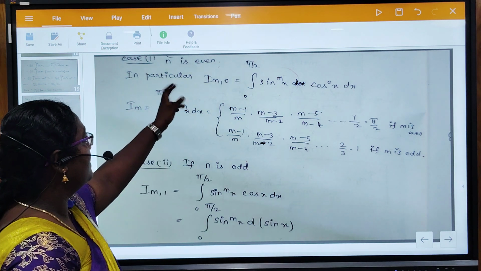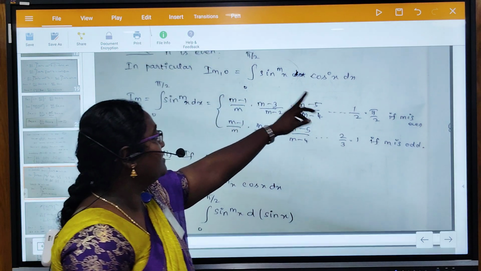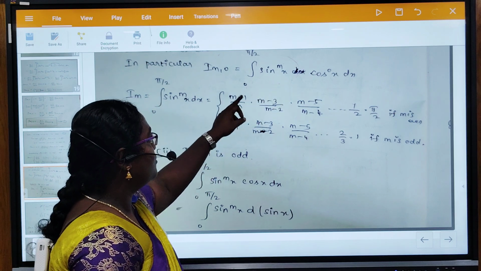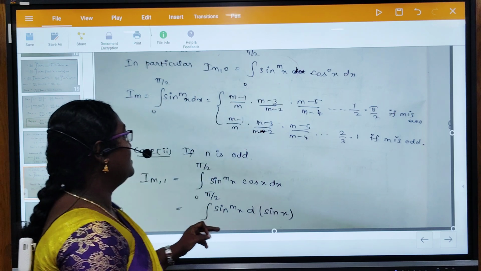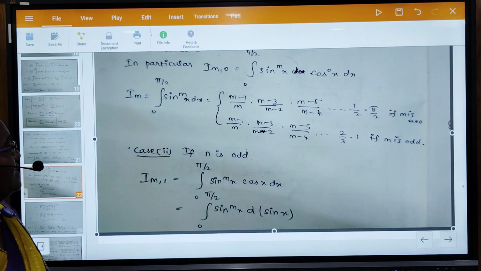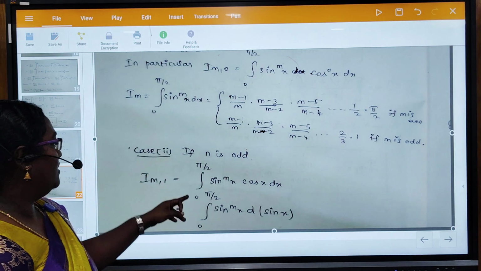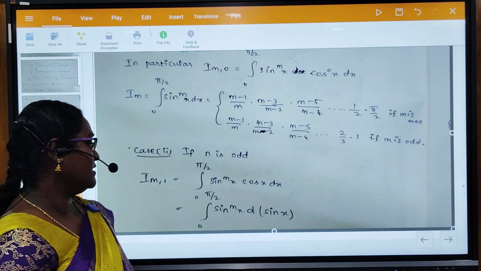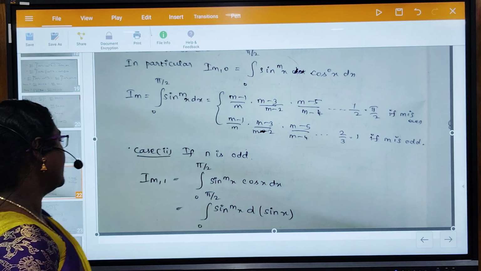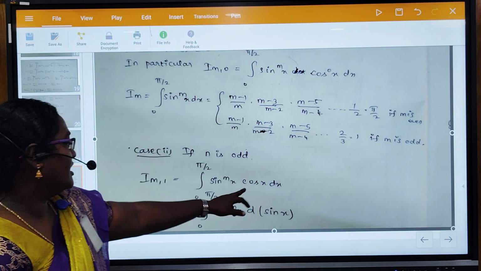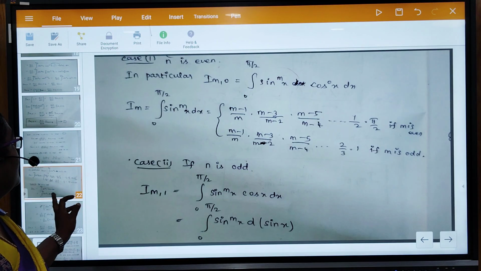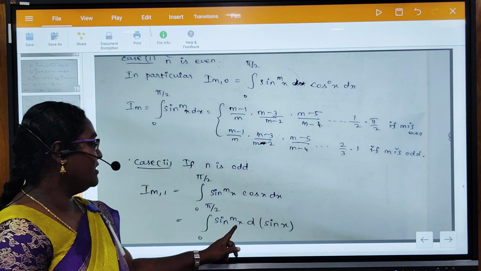If n is even, we will have cos power 0 x dx. In the first problem, we have discussed sin power n. So this case will come here. This is the formula which I have discussed in the first problem. If n is odd, we will have, like the case n is equal to 1, cos x. This cos x can be written as the differentiation of sin x. So when we integrate this, it is sin power m x sin x.